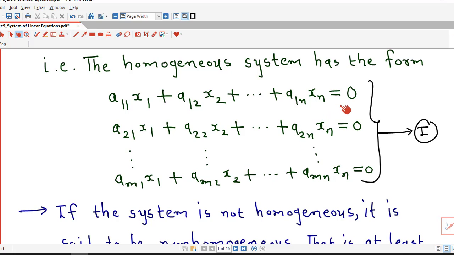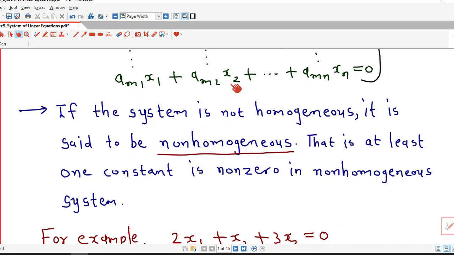And if at least one constant is non-zero then the system is said to be a non-homogeneous system. So if the system is not homogeneous, that means if at least one constant term is non-zero, then the system is said to be non-homogeneous.